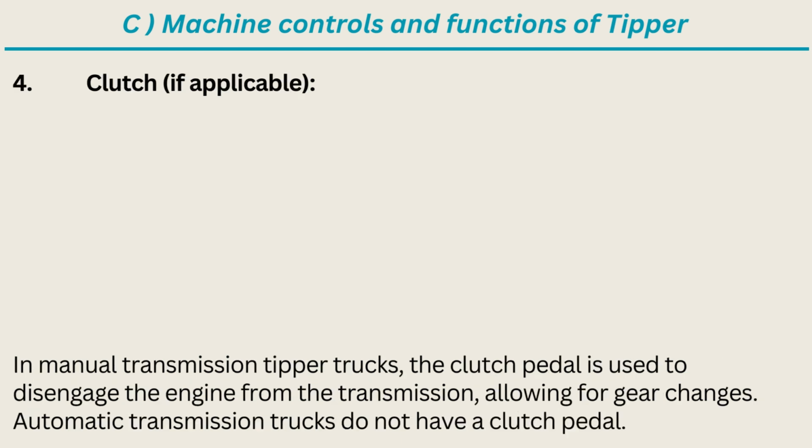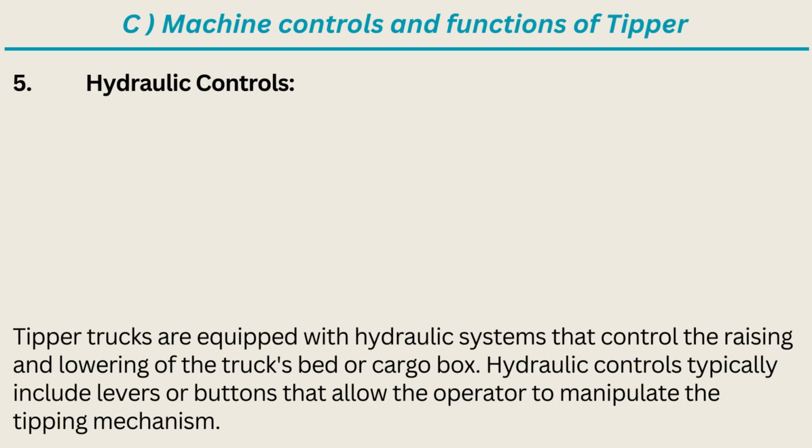4. Clutch. If applicable in manual transmission tipper trucks, the clutch pedal is used to disengage the engine from the transmission, allowing for gear changes. Automatic transmission trucks do not have a clutch pedal. 5. Hydraulic controls. Tipper trucks are equipped with hydraulic systems that can control the raising and lowering of the truck's bed or cargo box.